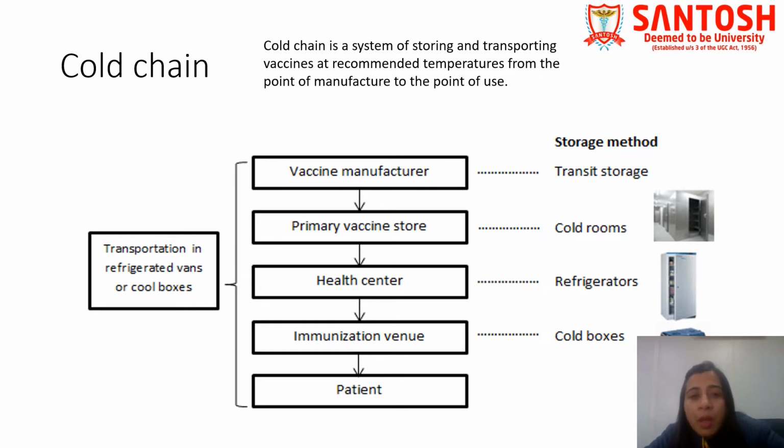And from there, via refrigerated vans, they are transported to different health centers in different districts, like the district hospital or the CHCs, where they are kept in ice-lined refrigerators, and then they are further taken in cold boxes to the venue where the immunization has to be carried out.